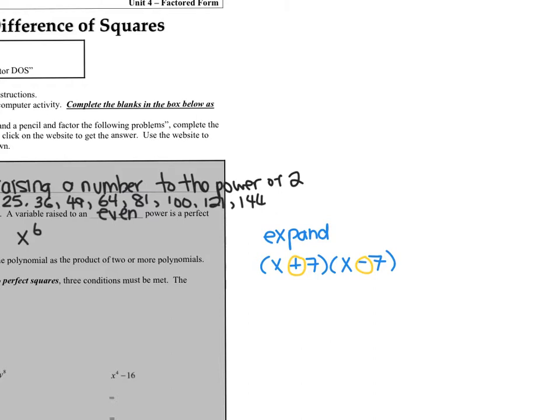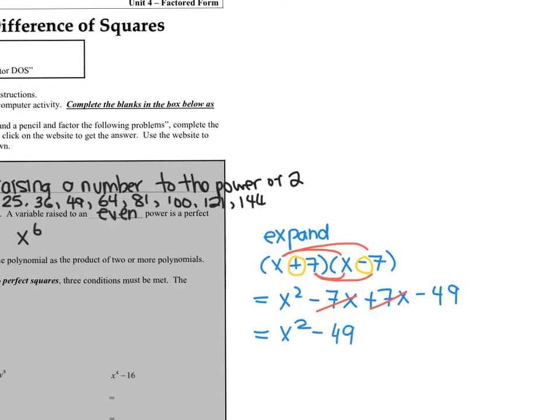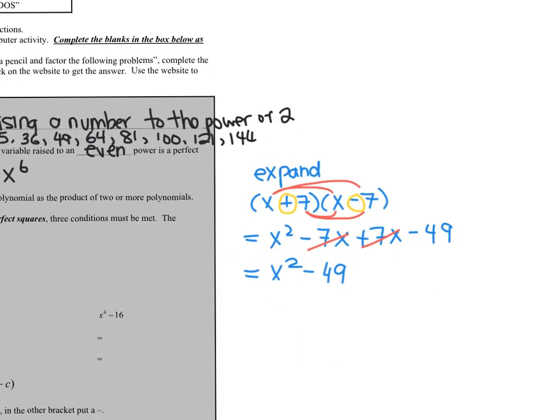Now let's expand. So let's use FOIL. X times x and x times negative 7. So x squared minus 7x. Let's do the lower one, 7 times x and 7 times negative 7. So that's positive 7x and then minus 49. Now I have negative 7x plus 7x. So when I collect my like terms, those disappear and I'm just left with x squared minus 49. So here's your expanded form right here, x squared minus 49.